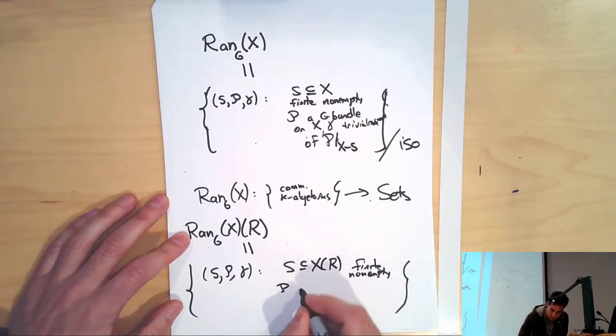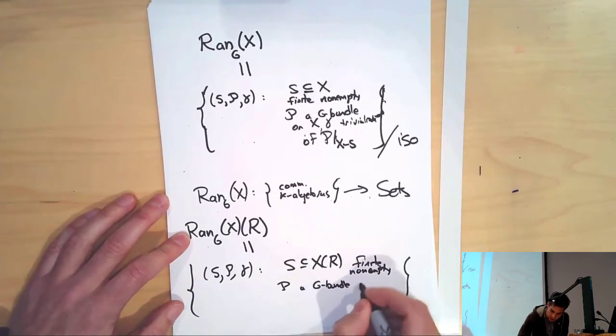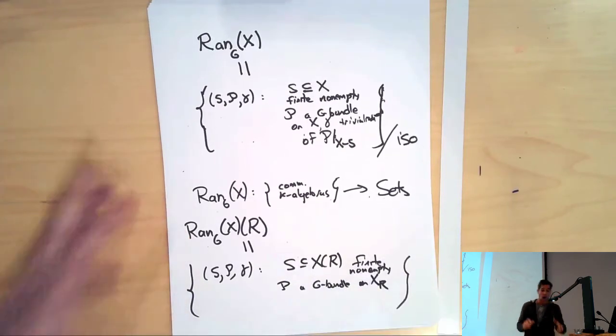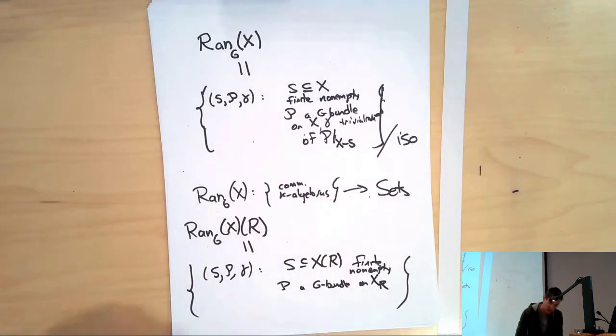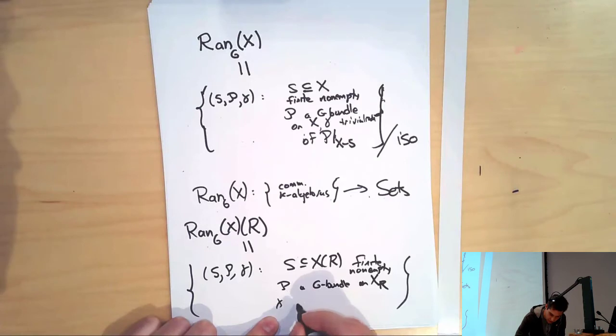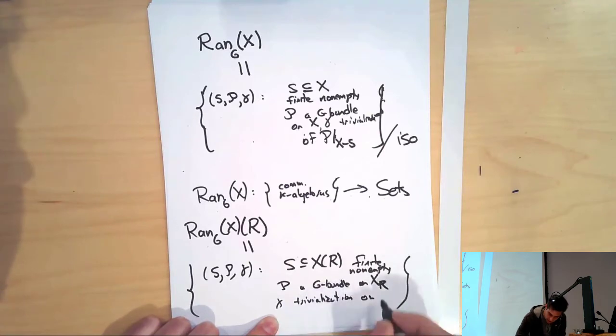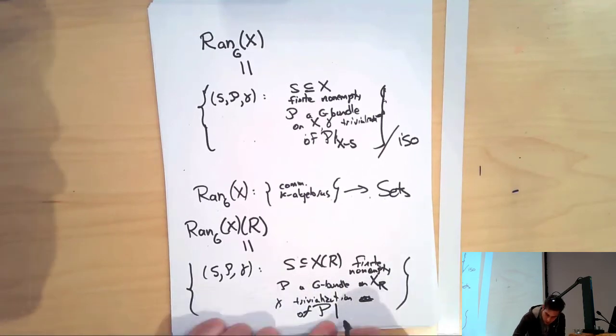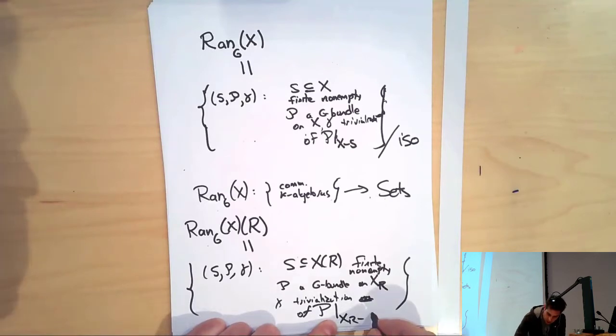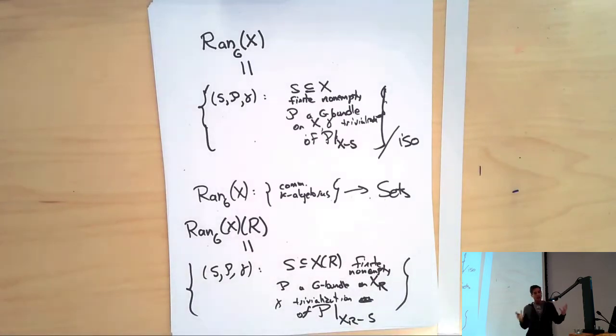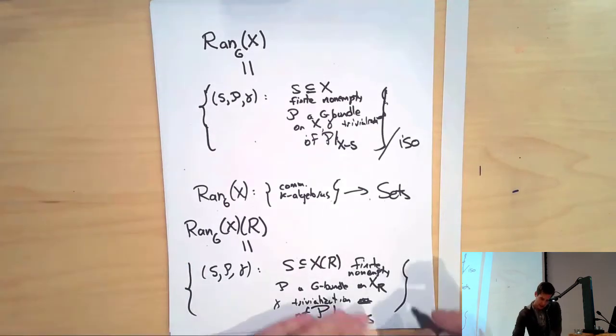and P is a G-bundle, and now it's on what I'll write as XR, meaning X cross Spec R. And gamma is, again, a trivialization of P restricted to, well, what I get by taking XR, and I'll just write minus S, but what I mean is S is a finite set of R-valued points. So it's a finite set I can think of as maps from Spec R into X cross Spec R. And I just want to remove the images of those maps from X cross Spec R. Okay, and I take these up to isomorphism.